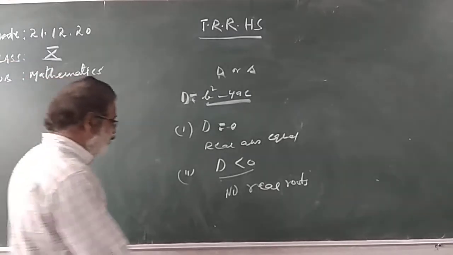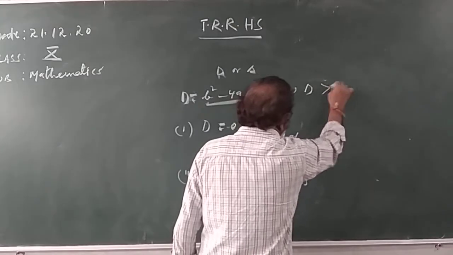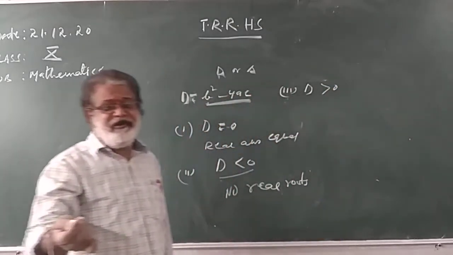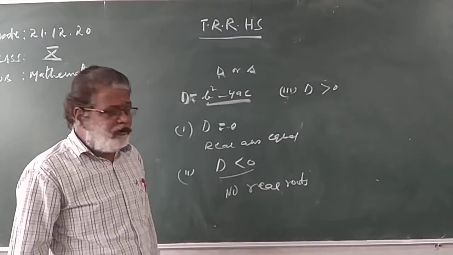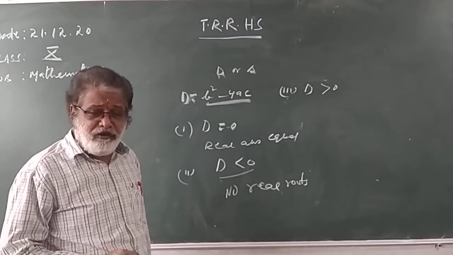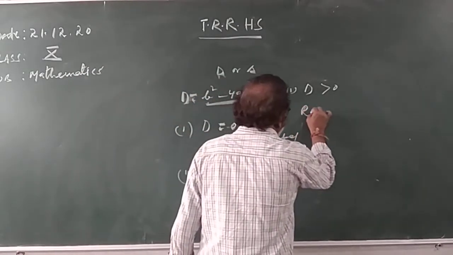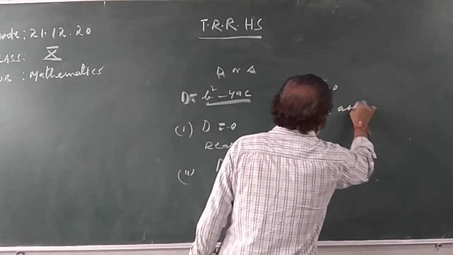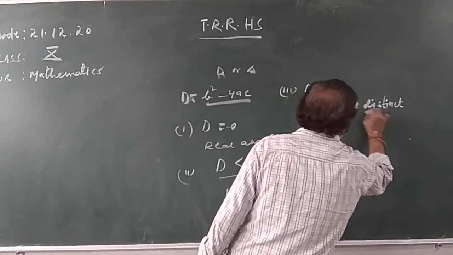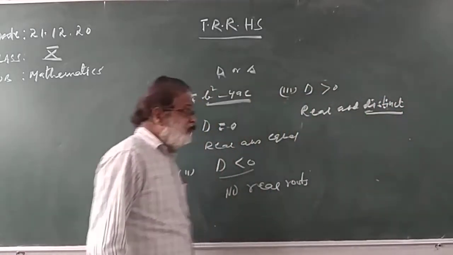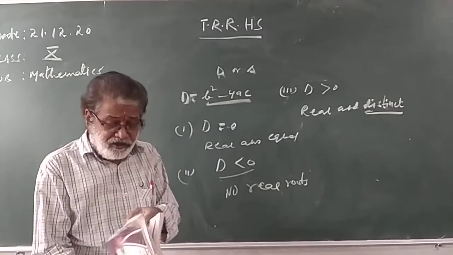Third one is, if D is greater than 0, if you get any positive value, all positive values are greater than 0. So when you get the D value as positive, then the roots are real and distinct. Distinct means different. If you remember these three conditions, we can comment on the nature of the roots.